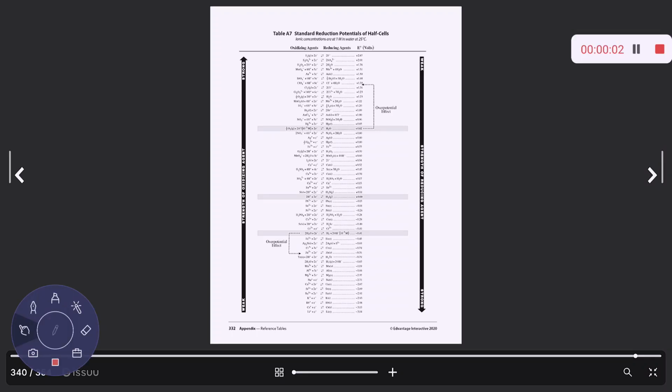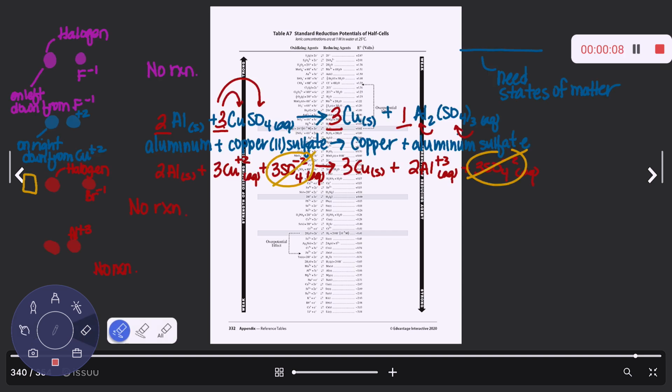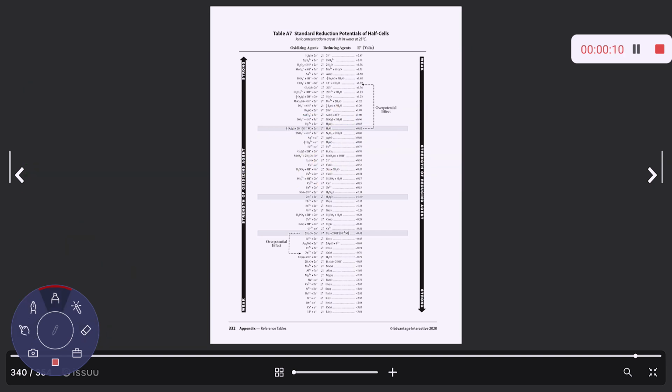A couple things I want to mark here. All right, on the left-hand side, you've got oxidizing agents. On the right-hand side, reducing agents. So oxidizing agents are the substances that are typically reduced. Does that make sense? Yes?